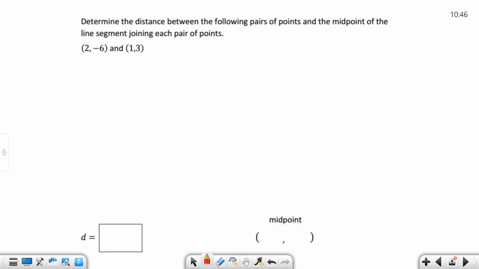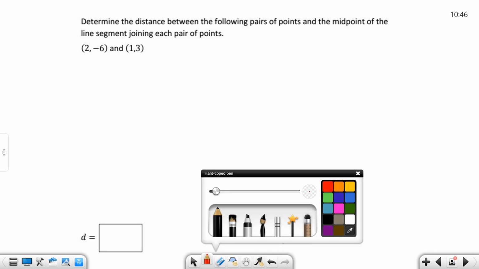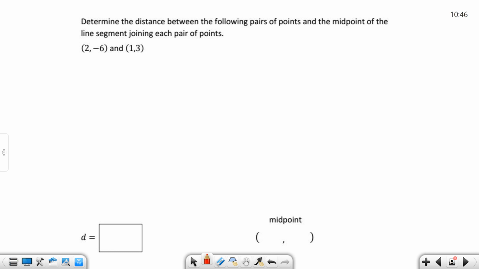So let's jump right in here and try some of these. Let's determine the distance between the following pairs of points and the midpoint of the line segment joining each pair of points. Let's say this is going to be x1, y1, x2, y2. And the first thing I'm going to do is find my distance.